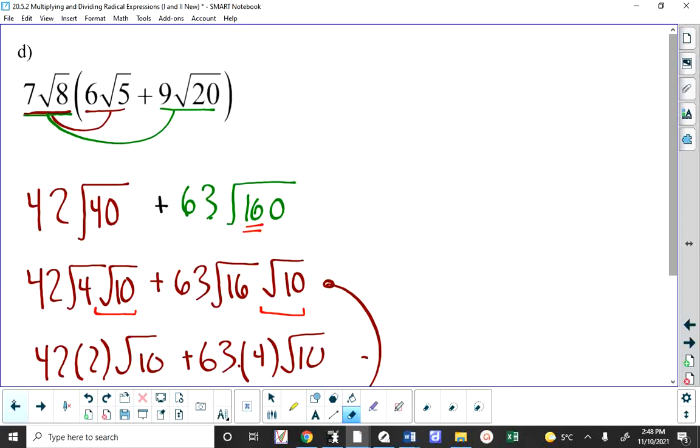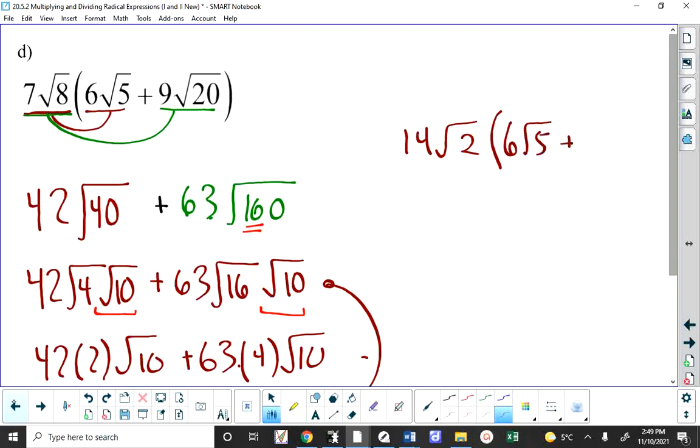7 root 8 can also be simplified. And I just want to ask you, Kendra, to think about this. Do you see that 7 root 8 is 14 root 2? Because root 8 is 2 root 2. And then what Kendra's saying is this is 6 root 5. And if I simplify root 20, it's root 4 root 5. Root 4 is 2. It's 18 root 5. And we can add these together.